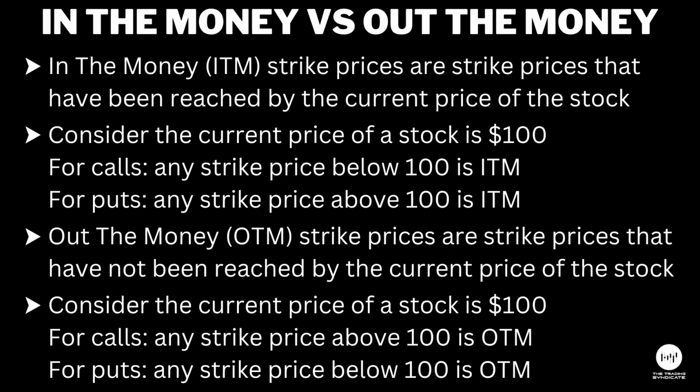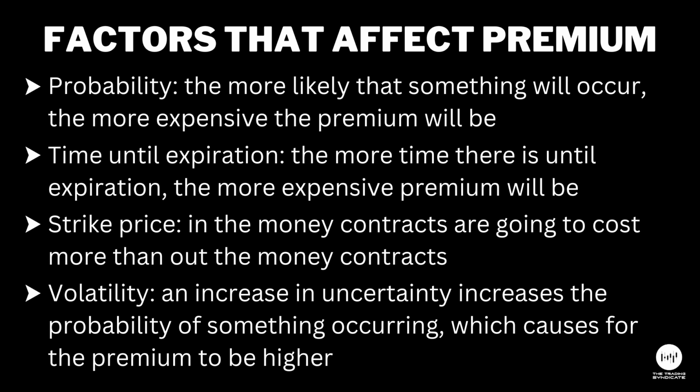Another factor that plays into the price of an options premium is volatility. And this is due to the fact that uncertainty pushes the probability of outcomes in either direction higher. The higher the volatility a stock has, the more expensive the options premiums will be since the probability of a large move occurring is much higher, thus increasing the price of a premium.